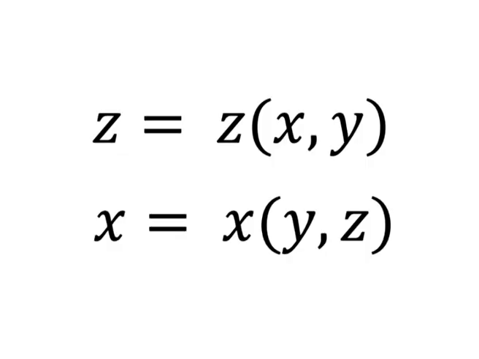Reciprocity and cyclic relations. Next, we develop another two important relations for partial derivatives, the reciprocity and the cyclic relations. The function z = z(x,y) can also be expressed as x = x(y,z) if y and z are taken to be the independent variables.